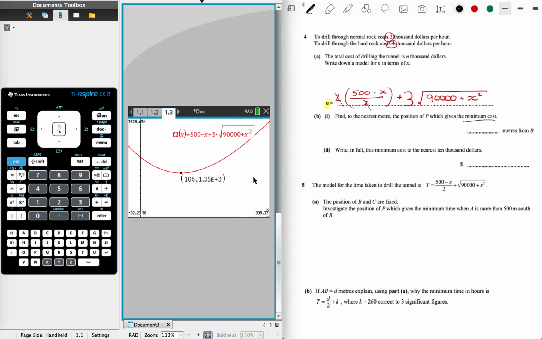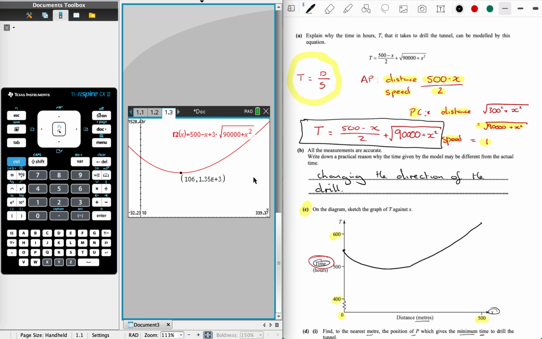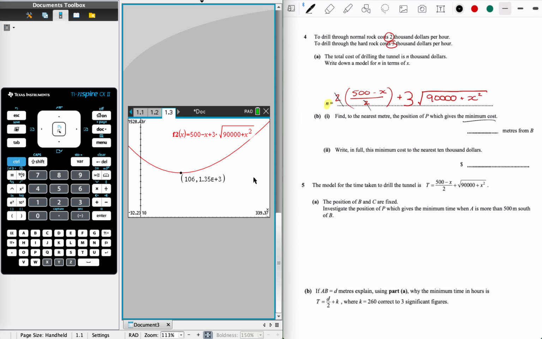I've got 106 and 1.35 e plus 3. Now let's just keep in mind what my x and my y are. X has always been a measure of distance. So x is the distance, so we're finding to the nearest meter the position of P, which gives the minimum cost. Well, distance is measured in meters, so it suggests to me that I want the x coordinate here, and that's a little clue that I'm picking up. So that was quite an easy one, 106.